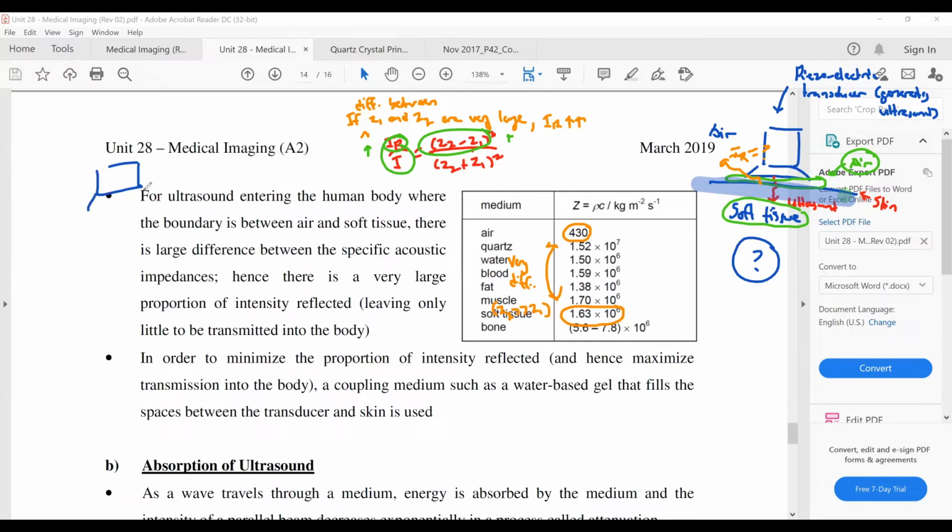Say this is your same ultrasound transducer, and this is your same thing here, which has soft tissue, and then you have air, and this part here being your skin again. You still have ultrasound here.